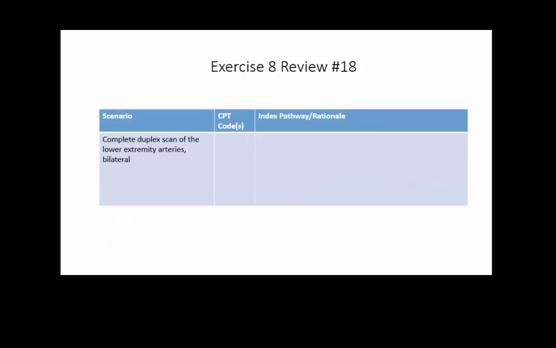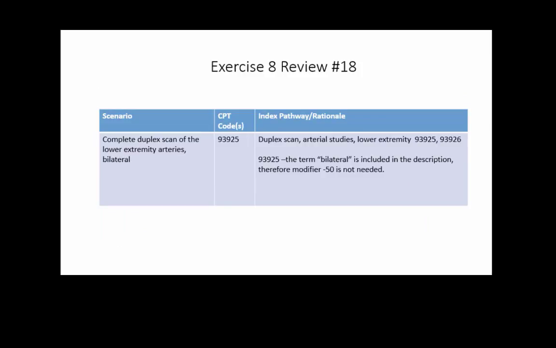Complete duplex scan of the lower extremity arteries, bilateral. Duplex scan is the main term found in the index. And there are your subterms. And you know that when you read the code description for 93925, the term bilateral is included in that code description. Therefore, modifier 50 is not needed.